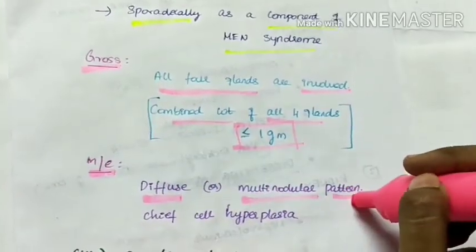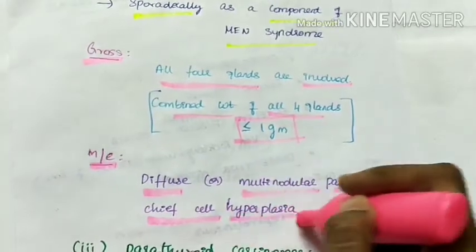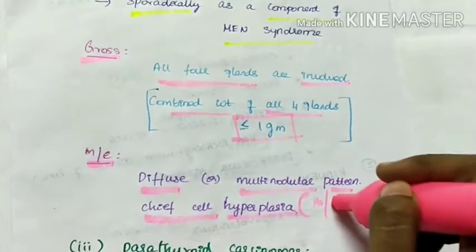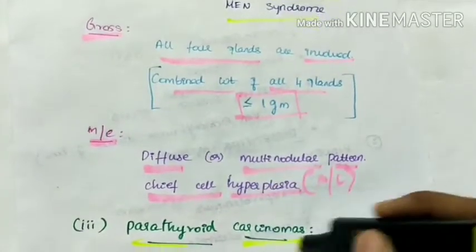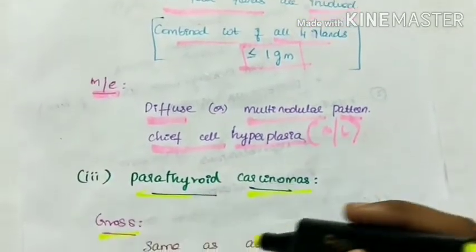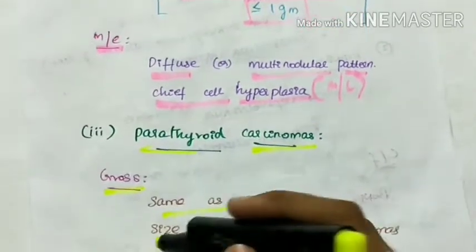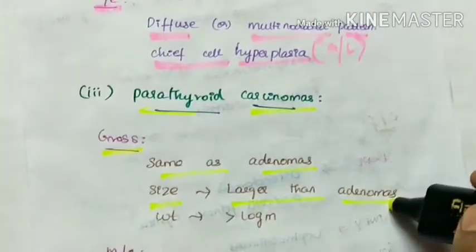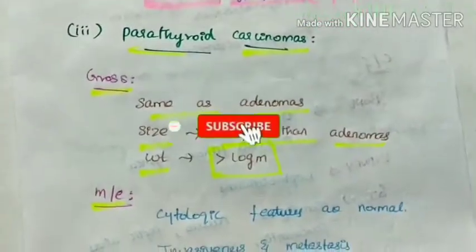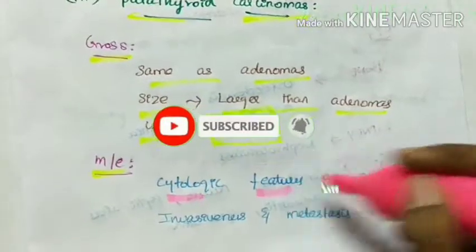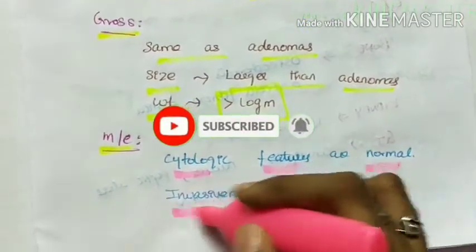Microscopically, there is diffuse or multinodular pattern, and there is chief cell hyperplasia which is more common. Third is parathyroid carcinoma. Grossly, this is same as adenoma, but the size is larger than the adenoma and weight is more than 10 grams. Microscopically, the cytologic features are normal, but there is invasion and metastasis.